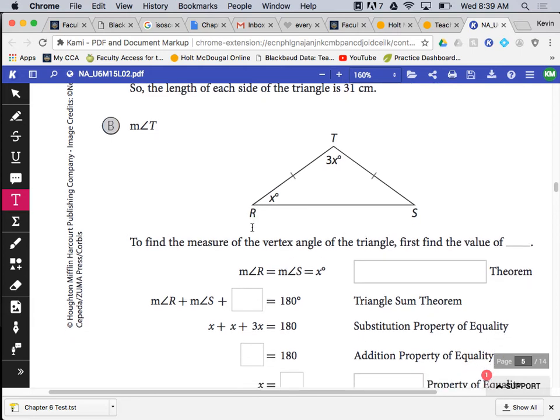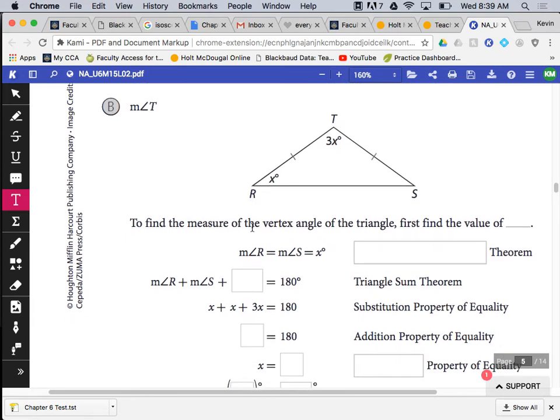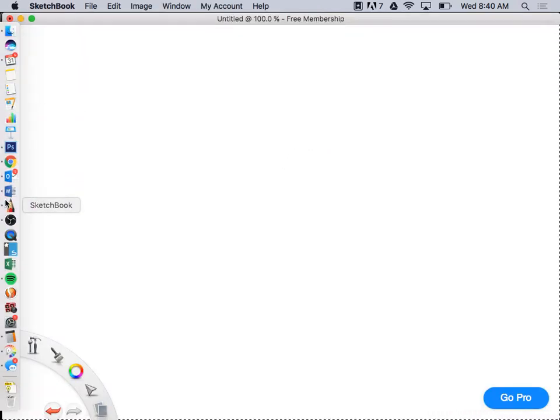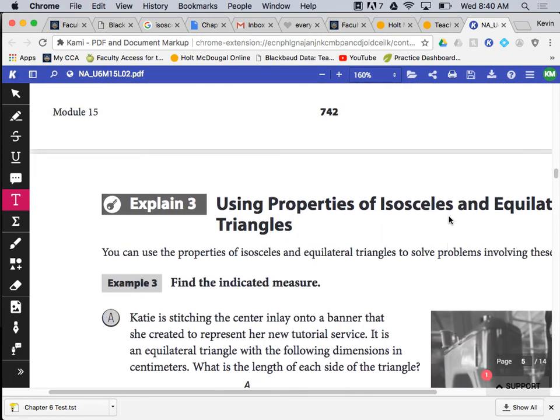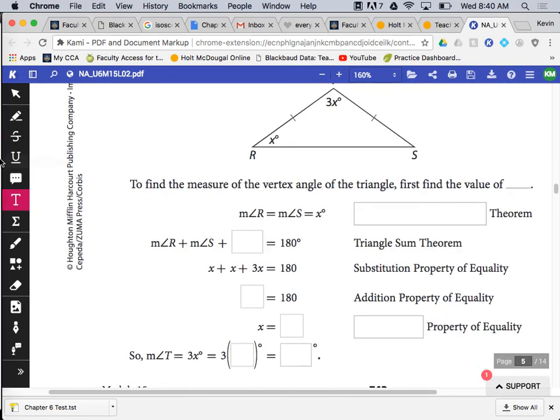Now I'd like to bring up the next type of problem, and this is the second type of problem that you're really going to see in this homework. It's also a little bit more challenging to understand, so it's important that you do pay attention. This is the type of problem where you have an isosceles triangle rather than an equilateral triangle, and this is page 743 in the middle right there.